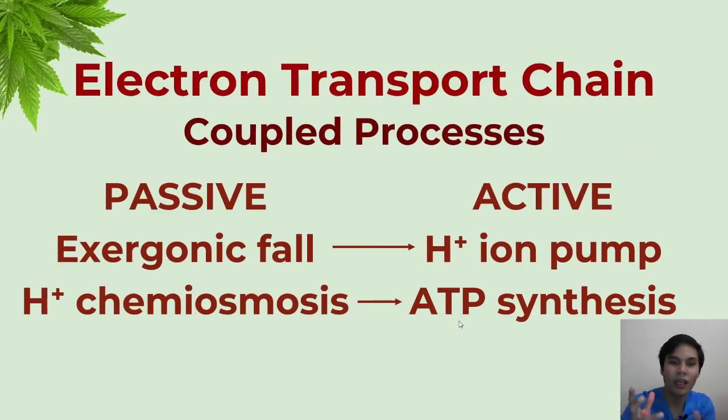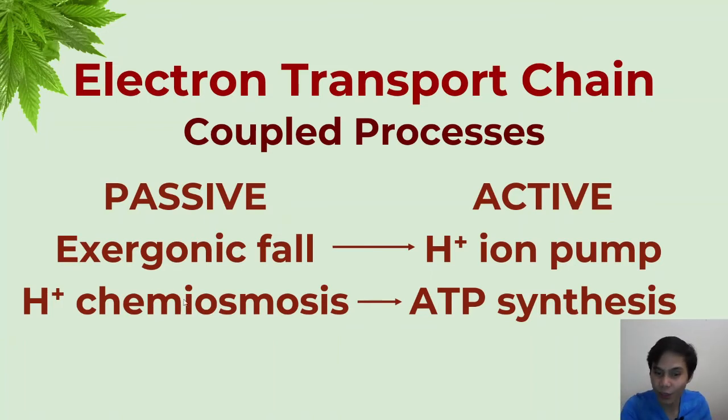Now let's move on. Your electron transport chain has these coupled processes. So when we say coupled processes, that means that a passive thing is powering an active thing, or something that requires energy. So the exergonic fall, this is just a complicated term for your excited electron giving off its energy. So when it gives off its energy, that's used to pump your hydrogen into your chloroplast. Now, chemiosmosis is the complicated term for the diffusion of hydrogen ions back out, again, back out of your chloroplast.